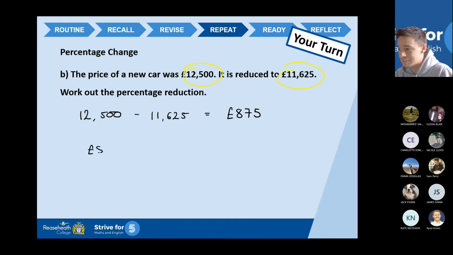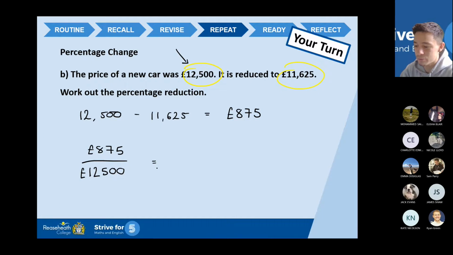Okay. Once we know the difference, we can then put that into our formula that we had earlier. So 875, we divide that by the original cost. So the car originally cost £12,500. So put that into my calculator now. 875 divided by 12,500 gives me 0.07.